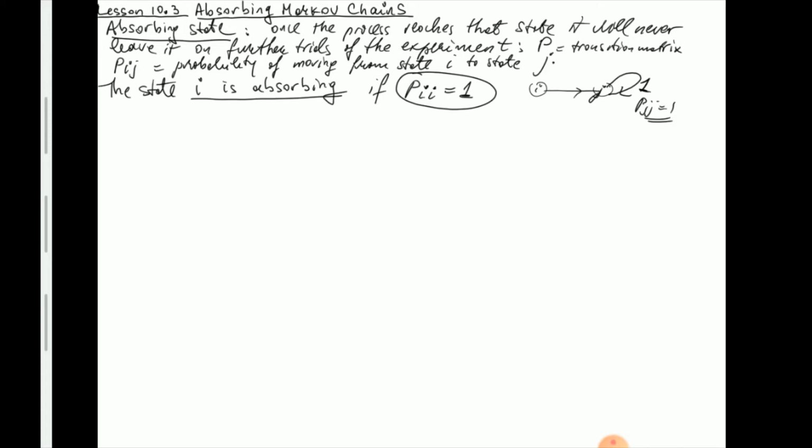And make sure you don't confuse this with the idea that any Markov chain which has an entry equal to 1 is absorbing, because that's not the case. It has to be 1 on that element in the same row and column.